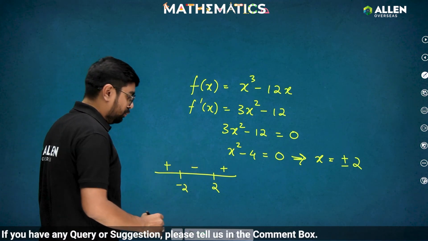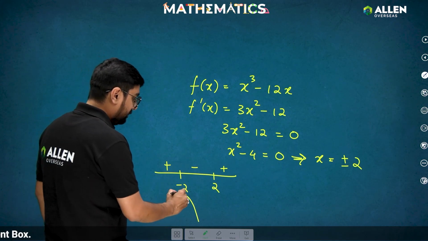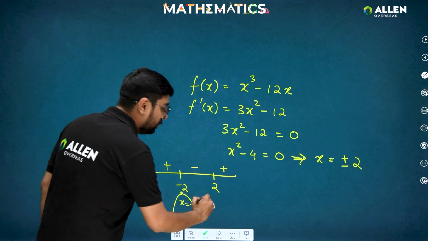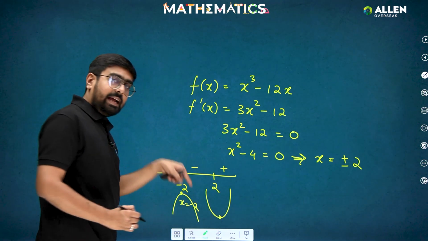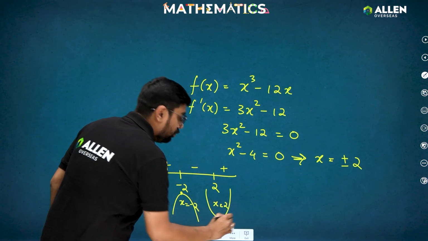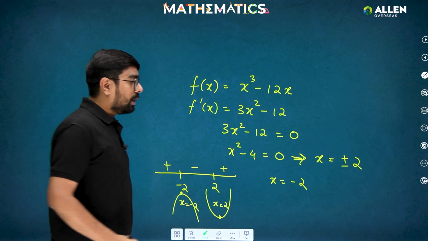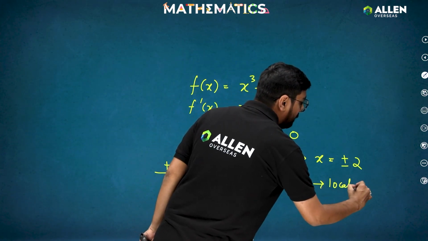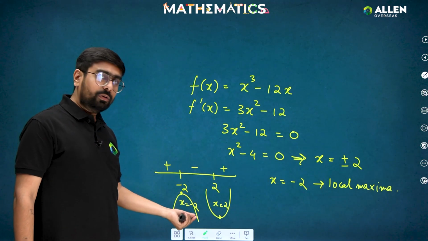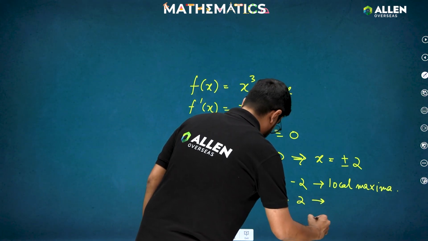At x is equal to minus 2, the graph is changing its sign from positive to negative. It's positive, then it becomes negative. So, x is equal to minus 2 at this point, and x is equal to 2. If we talk about x is equal to 2, the graph is like this. It's changing from negative to positive, right? So, simply now over here we can say x is equal to minus 2 is the point of local maxima. This is local maxima. The sign changed from positive to negative. And x is equal to 2 is the point of local minima.